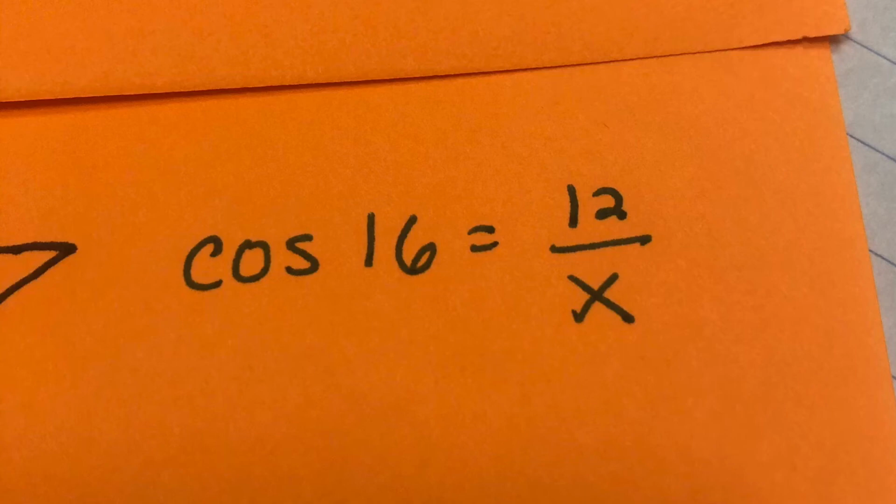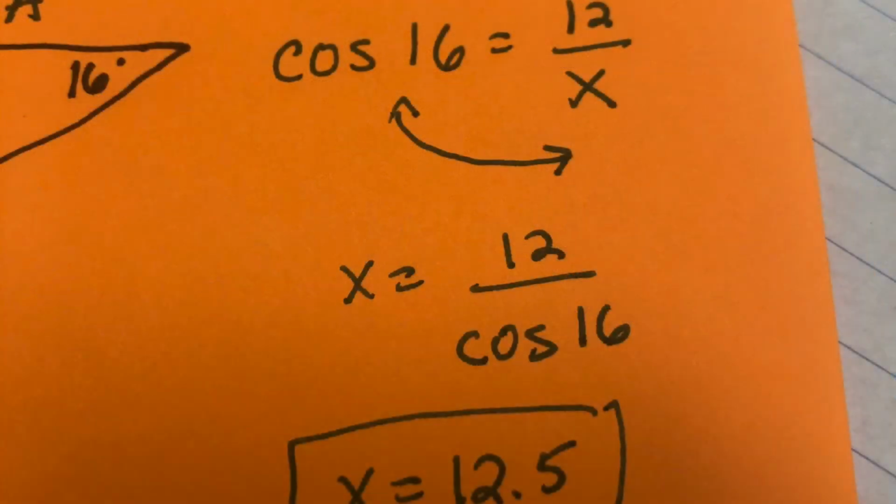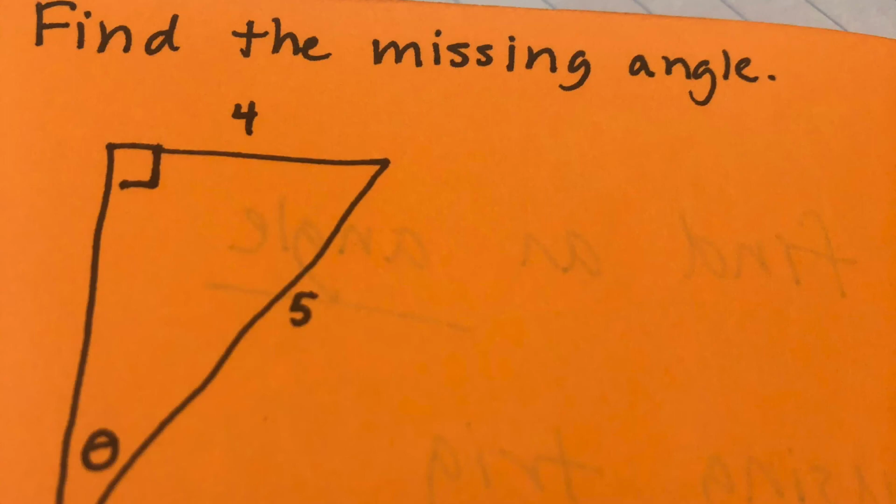Or, whenever the variable's in the bottom like this, I can just switch out the x and the cosine 16. So you'll see my next step, I wrote it as x equals 12 over cosine 16. Those two just flip positions. The cosine stays with the 16 though. And then I type into the calculator 12 divided by cosine 16 and hit enter, and I get 12.5. Lastly is the third flap, which is find the missing angle.